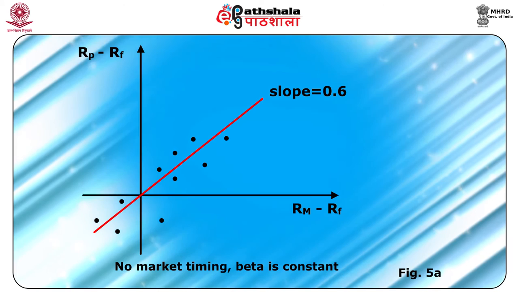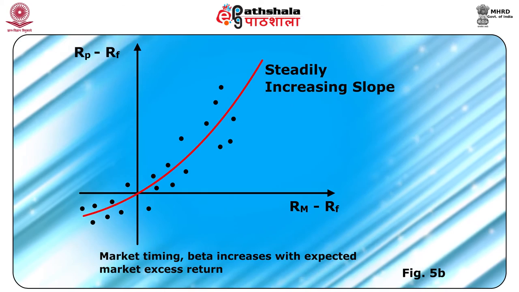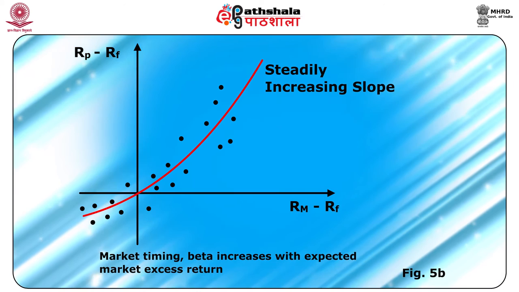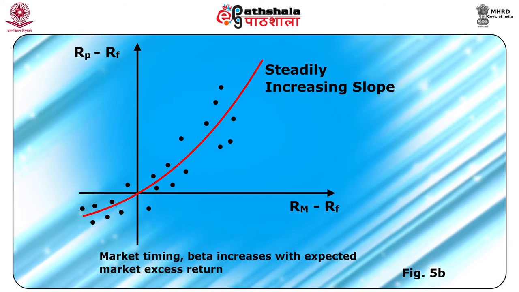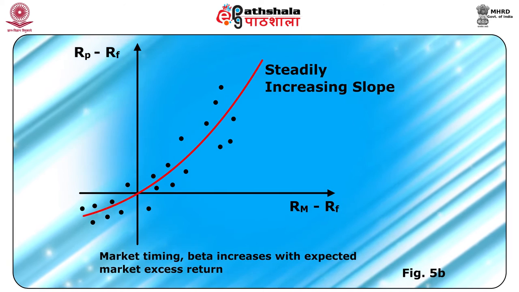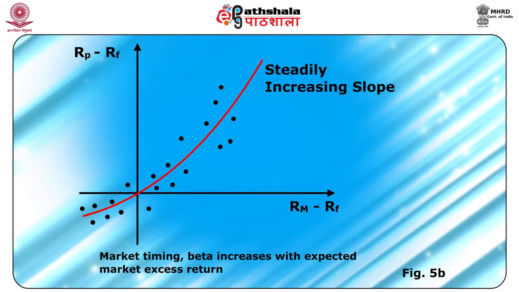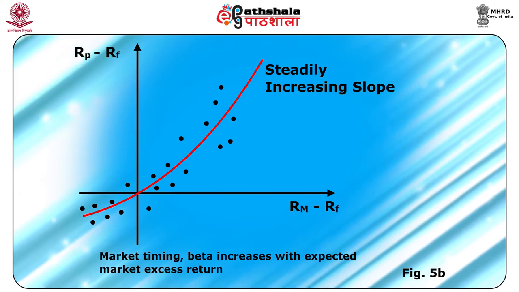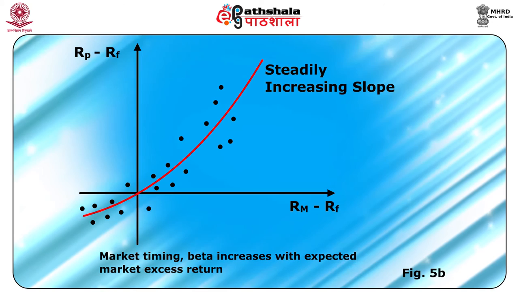If, however, the investor could correctly time the market and shift funds into it when the market does well, the SCL would plot a figure as shown in figure 5B. If bull and bear markets can be predicted, the investor will shift more into the market when the market is about to go up. The portfolio beta and the slope of the SCL will be higher when RM is higher, resulting in a curved line that appears in figure 5B.